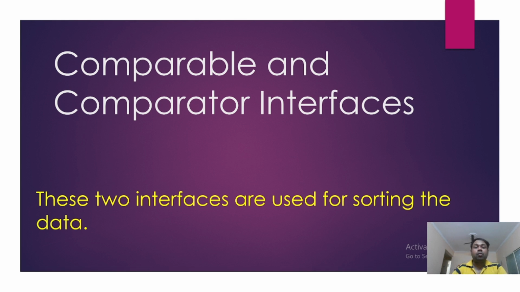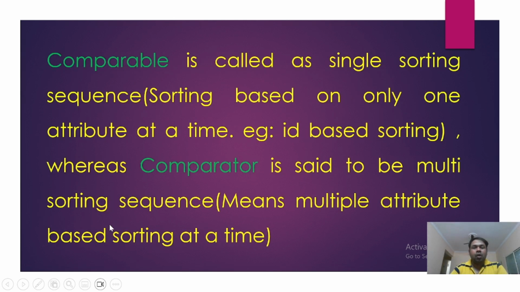We can do the sorting by using the interfaces called Comparable interface and Comparator interface. These two are very important interfaces whenever we want to sort particular employee details or salary details. If you want to sort them, then we need to come to this one. So here it is written: these two interfaces are used for sorting the data. Now I am giving a small explanation about what Comparable and Comparator are doing.